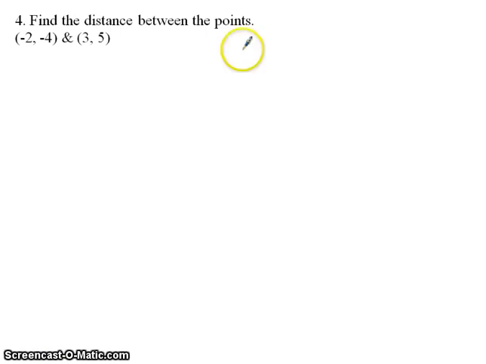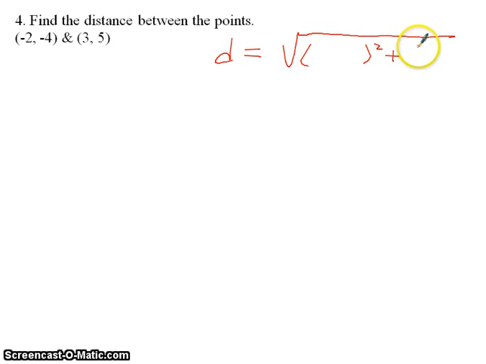Next problem relates to the distance formula. We want to find the distance between the 2 points. You could literally plot those 2 points on the xy system and then use the Pythagorean theorem to figure out the distance between those 2 points, or you could just rely on this handy-dandy formula here and identify your x1, your y1, your x2, y2, which I'll do here.